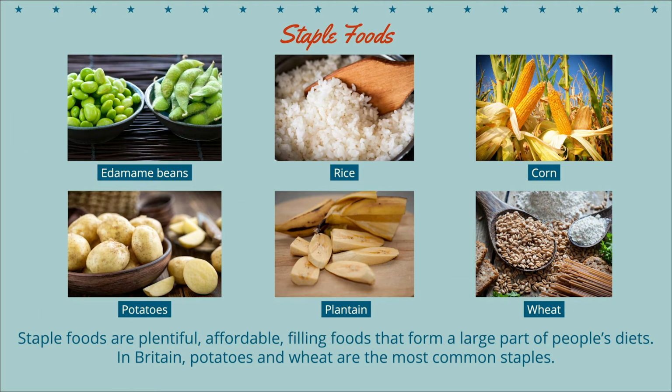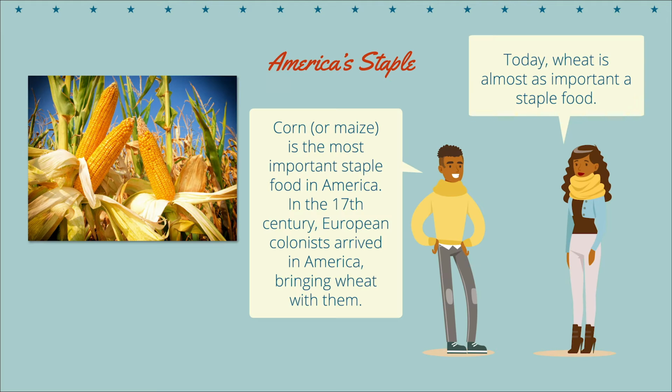Staple foods are plentiful, affordable, filling foods that form a large part of people's diets. In Britain, potatoes and wheat are the most common staples. Corn is the most important staple food in America, but in the 17th century, European colonists arrived in America and they brought wheat with them. Today, wheat is almost as important a staple food.